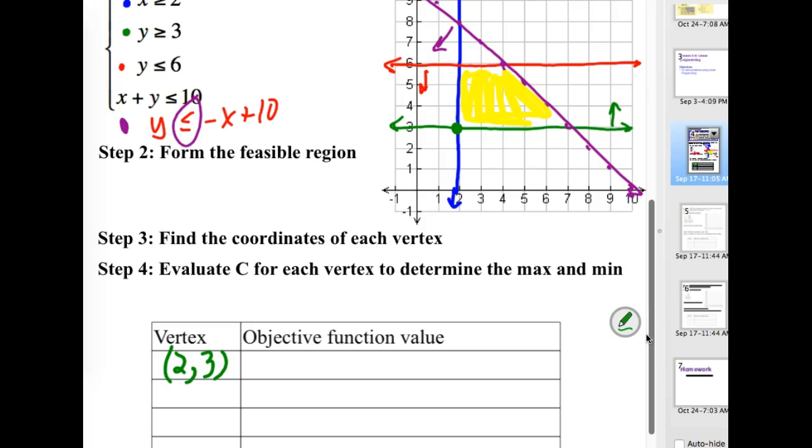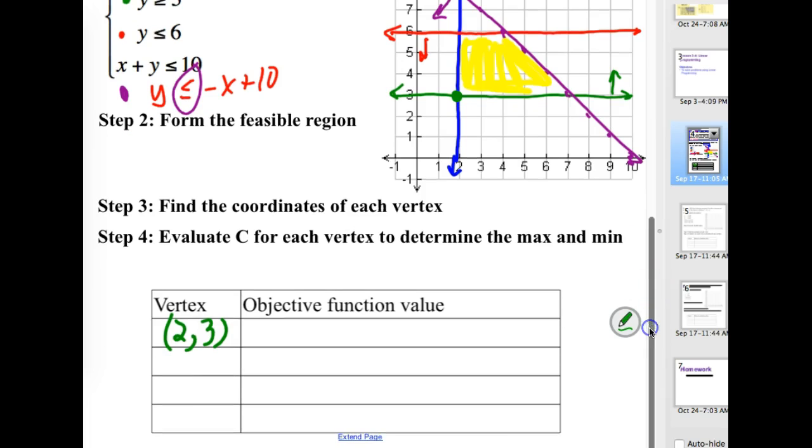Do you guys have a chart? No. Okay, in the space underneath. You're basically going to make this chart under step 4, because we find the vertices and then we do something with them.